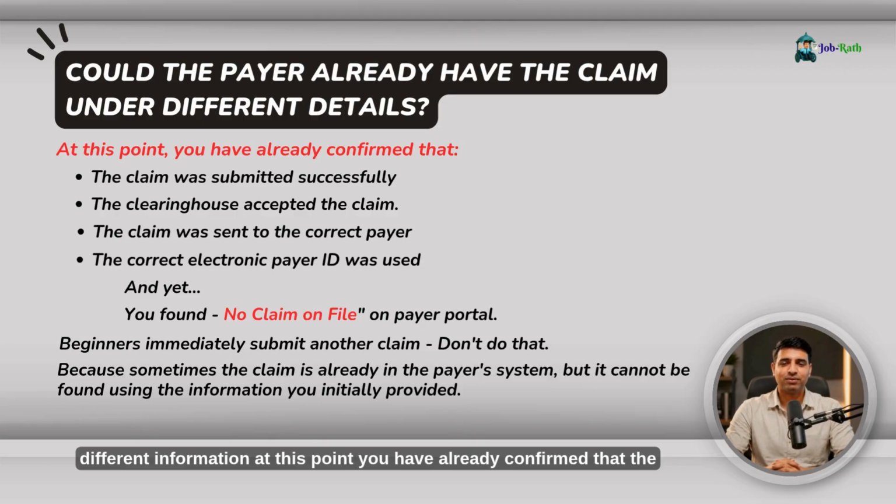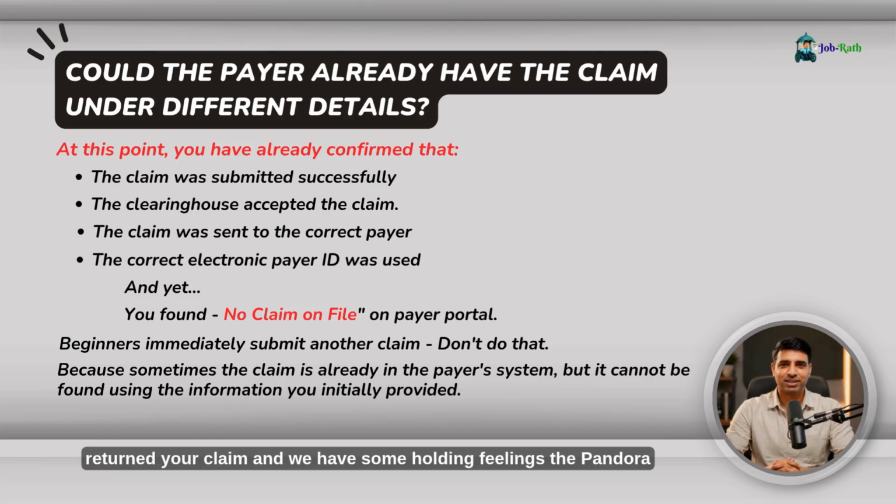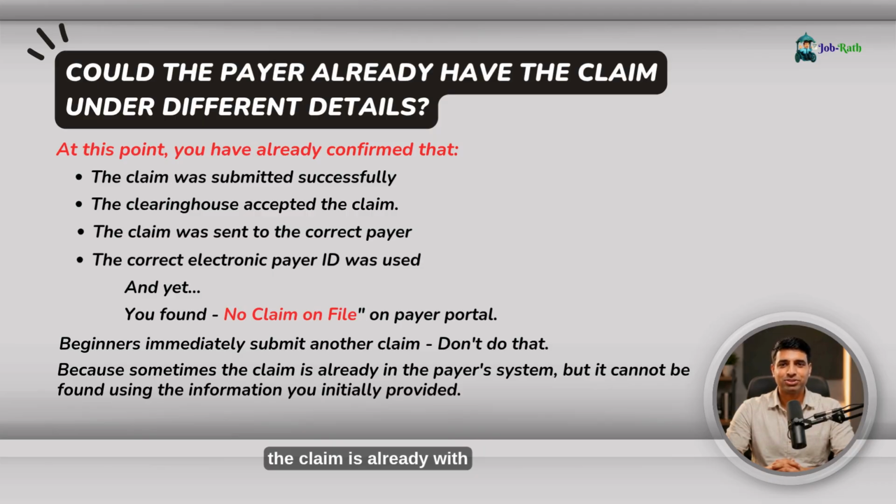At this point, you have already confirmed that the claim was submitted successfully, the clearinghouse accepted the claim, it was sent to the correct payer, the correct electronic payer ID was used, and yet you found no claim on file on the payer portal. Many beginners stop here and assume the payer has lost the claim. Then they immediately submit another claim. Don't do that, because sometimes the claim is already in the payer's system, but it cannot be found using the information you initially provided. This happens more often than many beginners realize.